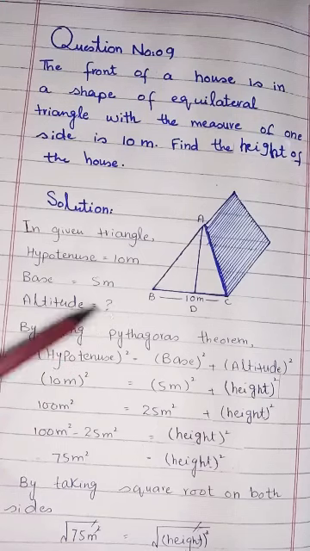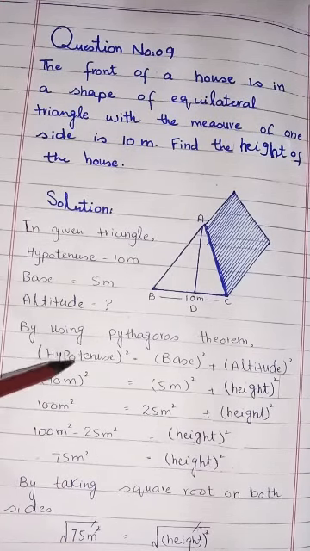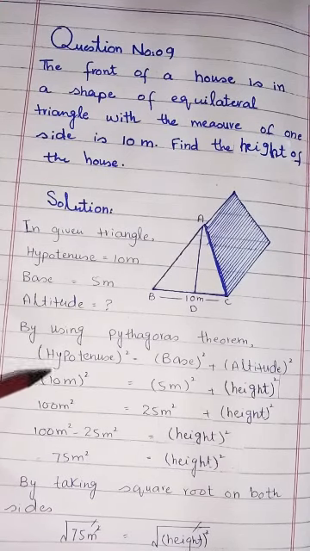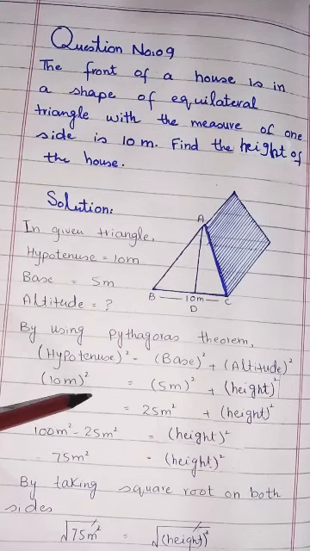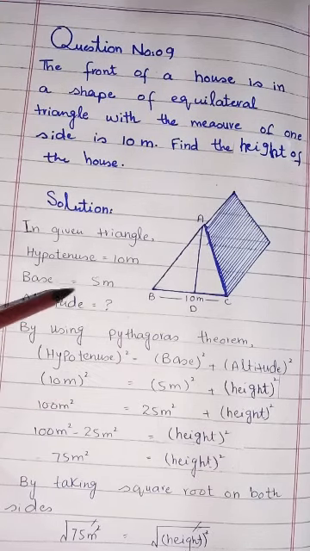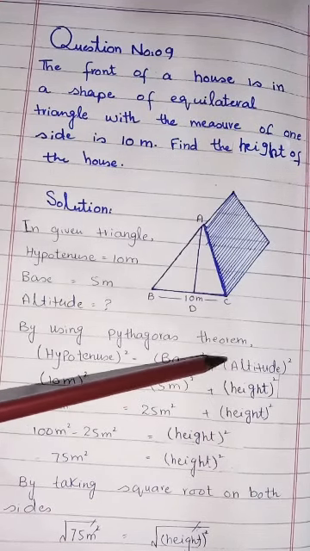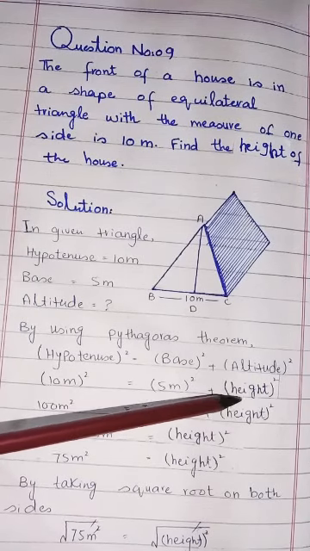We have to find out the altitude by using the Pythagoras theorem. You all know very well about the Pythagoras theorem. Hypotenuse square is equal to base square plus altitude square. Now putting the value of hypotenuse, here we have 10 meters, so we will write (10 meter) whole square. Here is the base, we have (5 meter) whole square plus. Students, in this question our altitude is equal to our height, so we will write height whole square.